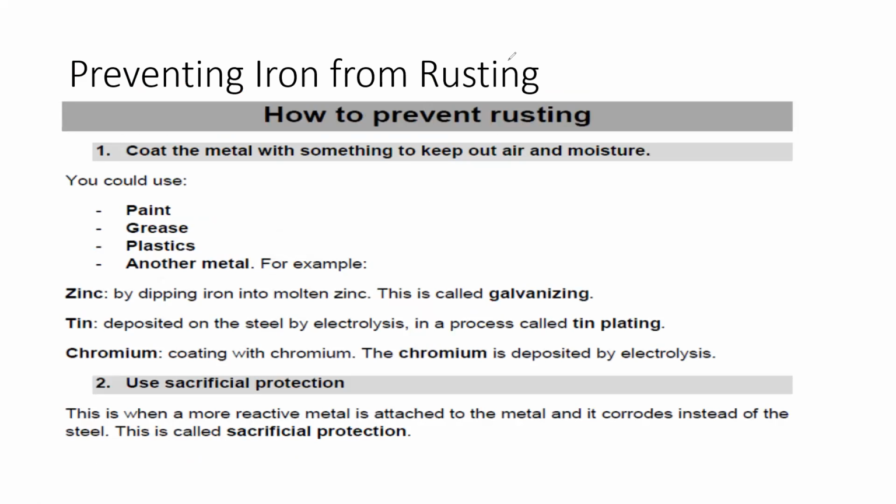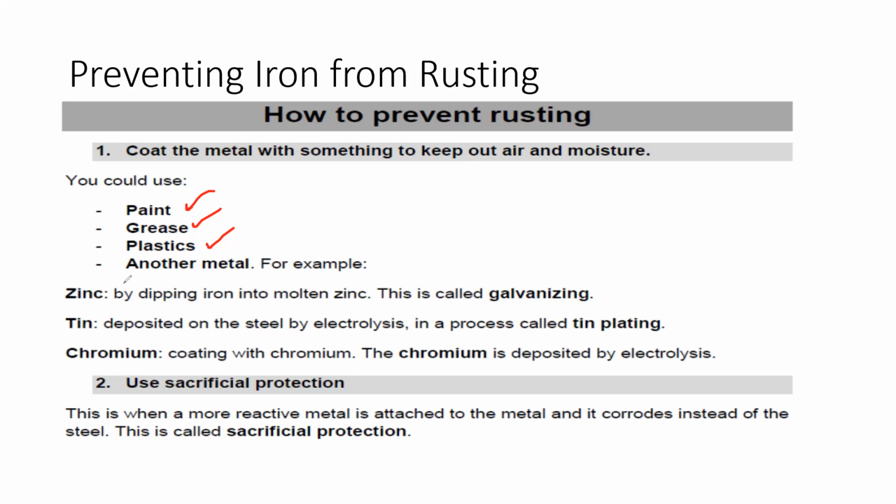How can we prevent the iron from rusting? If we want to protect the iron from rusting, we can paint it. Normally you have seen doors or structures made of iron that are painted so that they won't rust. We can also grease it, putting a layer of oil or grease so that it won't rust. We can cover it with plastic so it does not allow oxygen to interact with iron. And we can coat it with a more reactive metal, for example zinc. If we coat with zinc, that is called galvanizing.